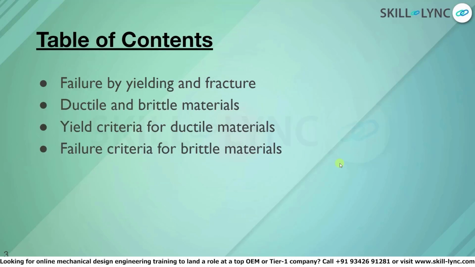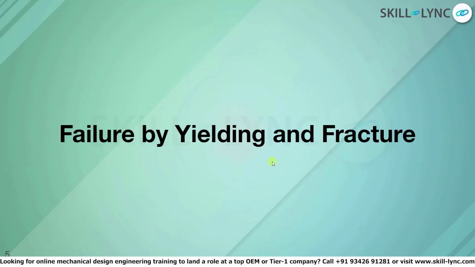Now, this week, the table of contents is as follows. First, we'll be looking at failure by yielding and fracture. Then we'll go through ductile and brittle materials. Next, we'll be seeing about yield criteria for ductile materials. And then that will be followed by failure criteria for brittle materials. And we'll end the course with a suitable example. Now we can go into the course.